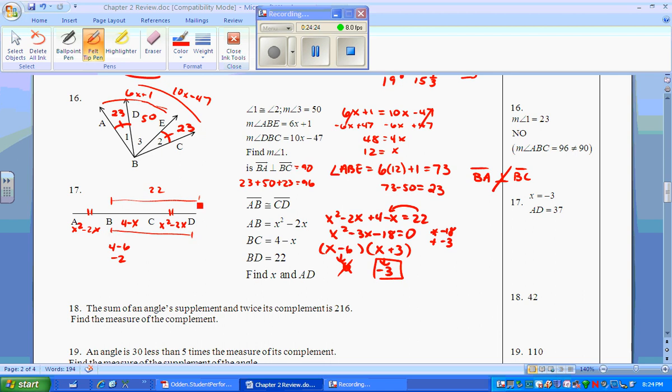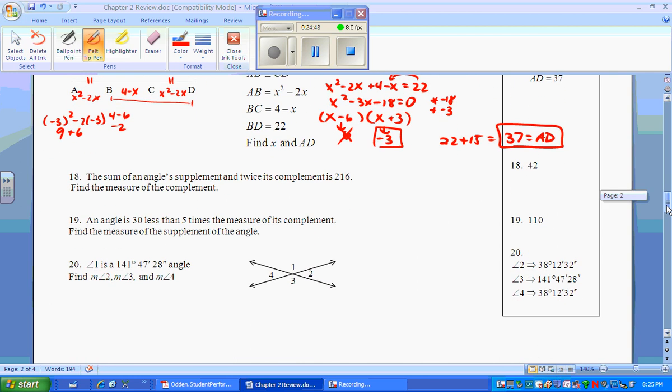AD, you want the whole thing. You know this is 22, so plug in negative 3 here and say negative 3 squared minus 2 times negative 3. That's 9, and that's a positive 6, so this is 15. And 22 plus 15 equals 37, which is AD.